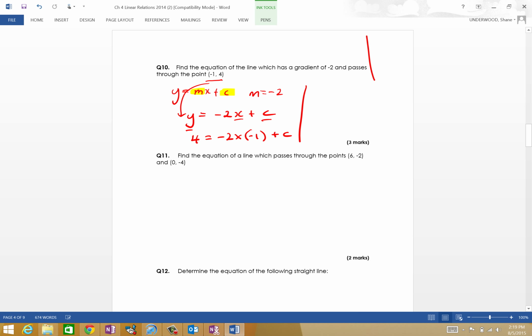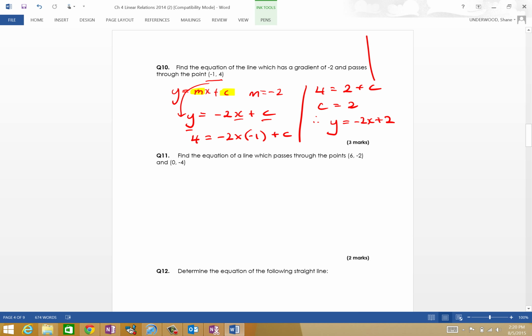So we've got 4 is equal to negative 2 times negative 1, which is 2, plus c. We're going to subtract 2 from both sides, so c is going to be equal to 2. So therefore, our equation is y equals negative 2x plus 2.